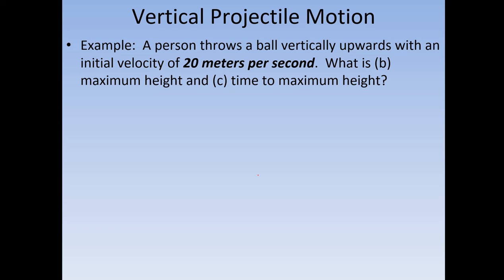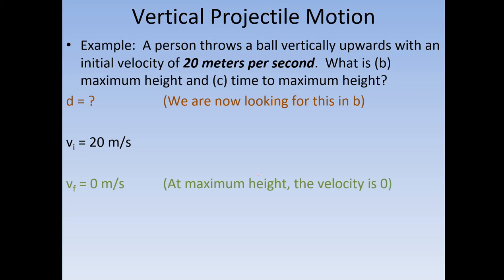Now for part B and part C, we can actually do them sort of together. So this time, the displacement is actually what we're looking for in part B, because that's going to be our maximum height. Now our initial velocity doesn't change. That's still from the very beginning, positive 20. But now, because they say the phrase max height, we know our velocity is 0. So this is important to remember.